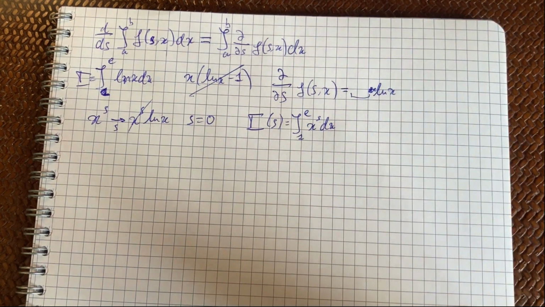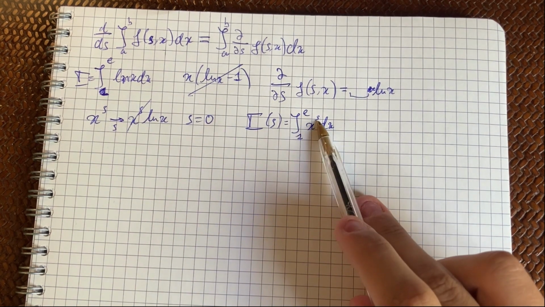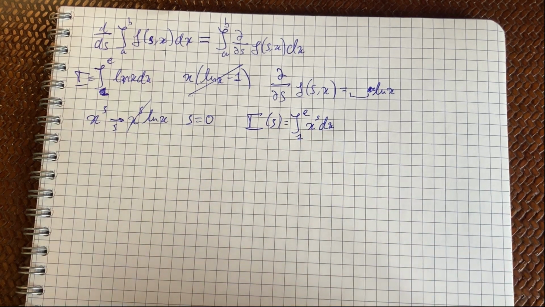This integral is fairly easy to do since we integrate with respect to x. So the s here is just a constant. However, we only need to differentiate once and take the special case s equals 0 to find our more difficult integral. So let's do this.